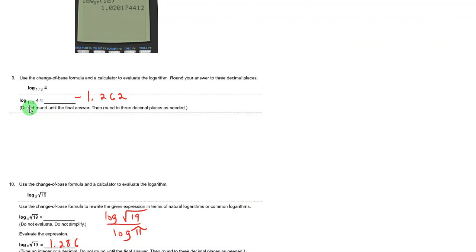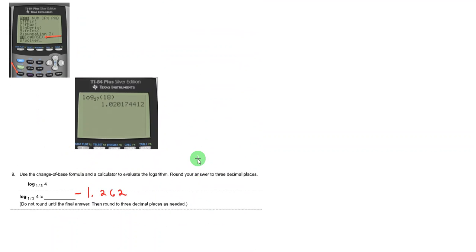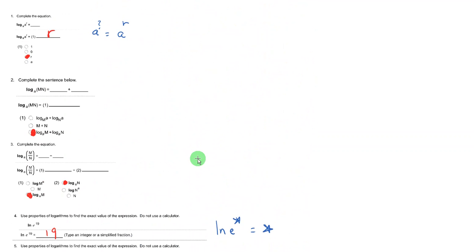9, we're doing the same thing. Log base 1/3 of 4. Do that in your calculator. You'll get this. Round to 3 decimal places. It changes often, so read your directions. Change of base formula. It wants you to write it here. So this is log of square root of 19 divided by log of pi. Then you do it on your calculator and you get that. It says round to 3 places. So that covers the problems for section 5.5.